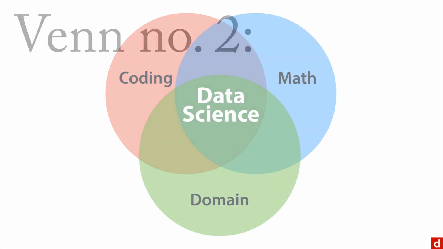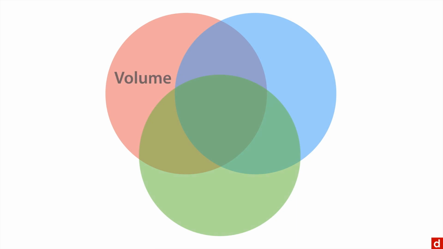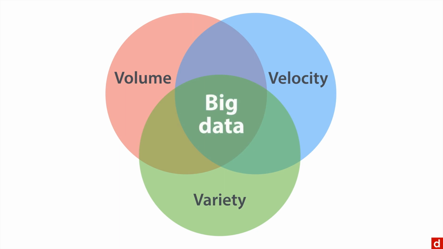On the other hand, Venn diagram number 2 is for big data. It also has 3 circles, and we have the high volume of data, the rapid velocity of data, and the extreme variety of data. Take those 3 V's together, you get big data.